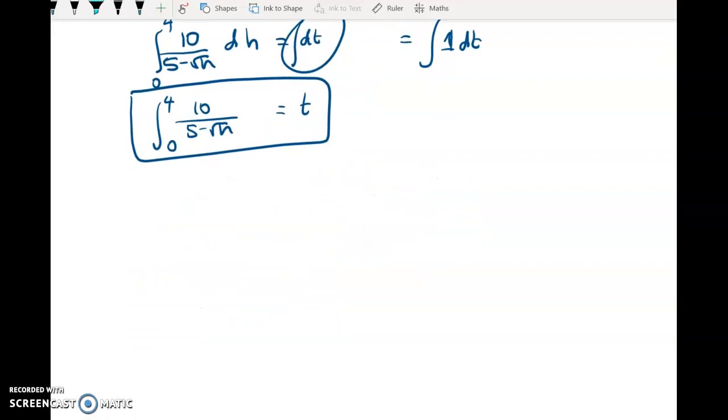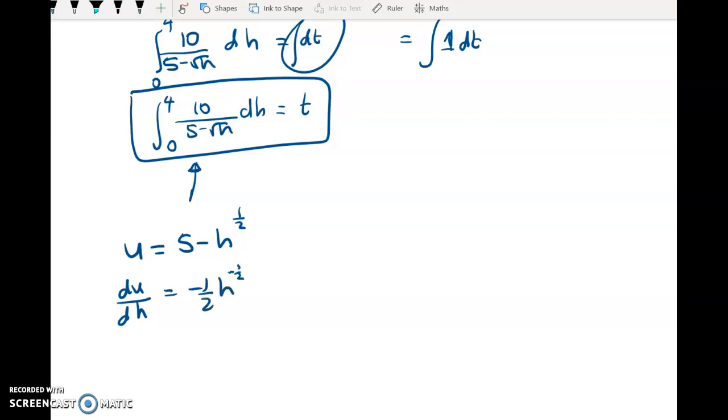Okay, so what we need to do is to take everything in here and switch it over to u. So I've left that dh out there. We're told to use the substitution that u is equal to 5 minus h to the power of a half. That means that du by dh is equal to -1/2 h to the -1/2. So du is equal to -1/2 h to the -1/2.